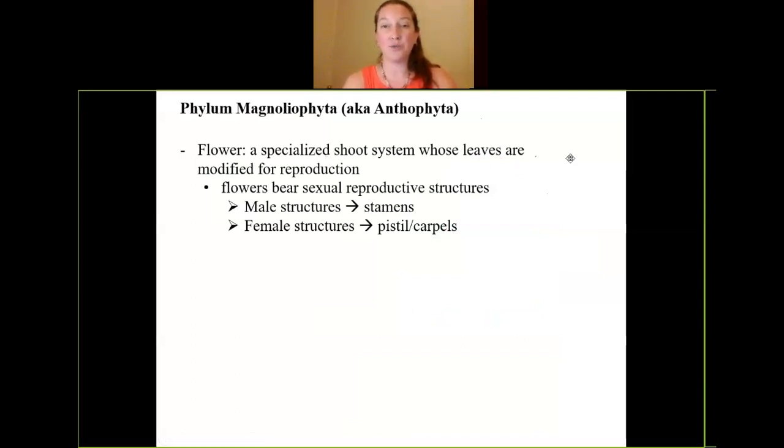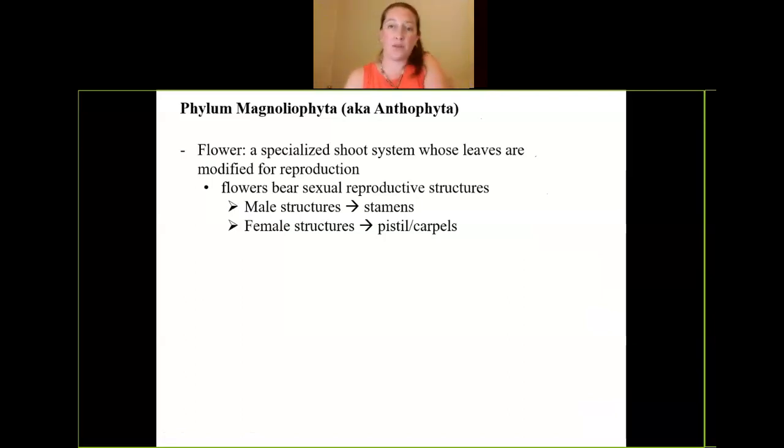And part of that shoot system that we haven't covered yet so far is the flower. So the flower is a specialized part of this shoot system whose leaves are modified specifically for reproduction. And flowers are going to be bearing the sexual reproductive structures. The male structures are called collectively stamens, and the female structures are called collectively pistil or carpels.